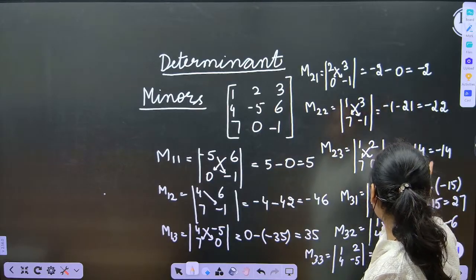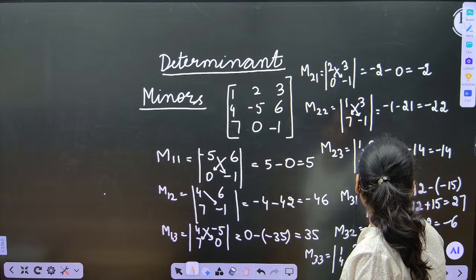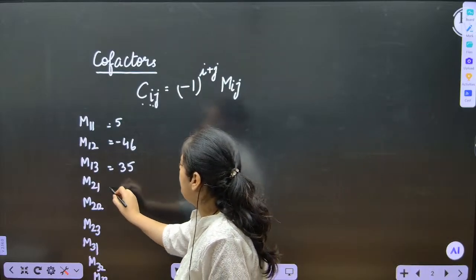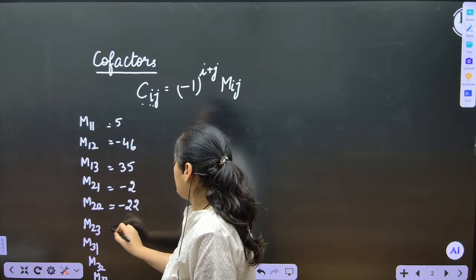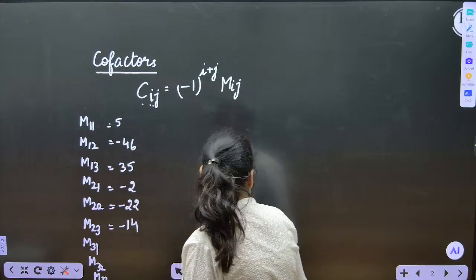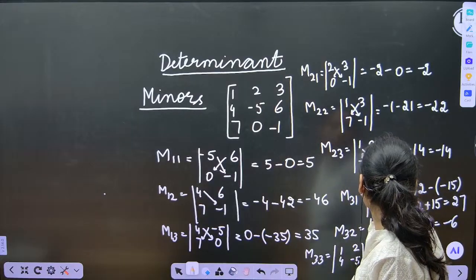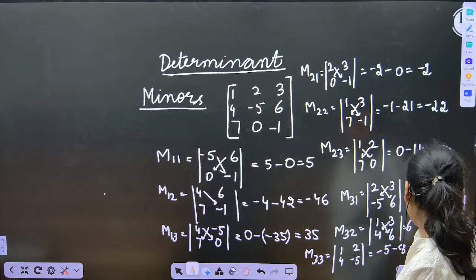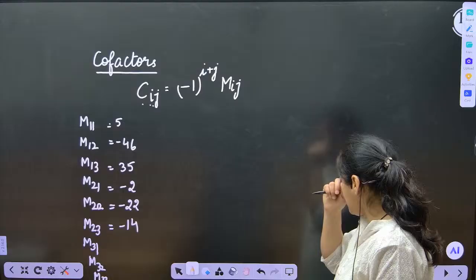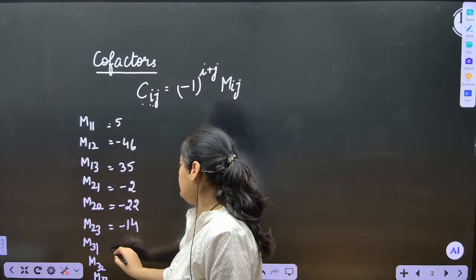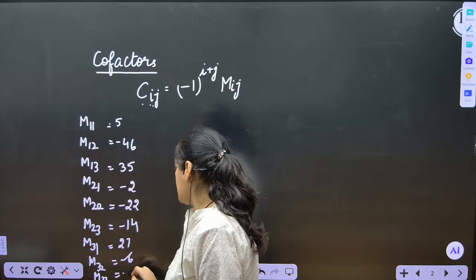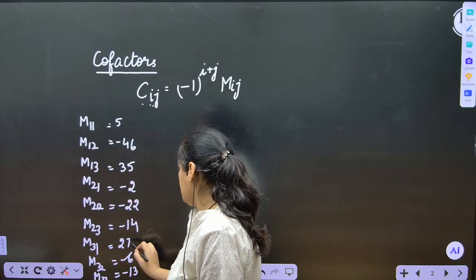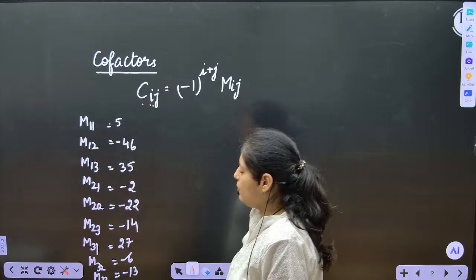m21 minus 2, minus 24, minus 14, this we have already found. 27, minus 6 and minus 30. These are the values we already have found.